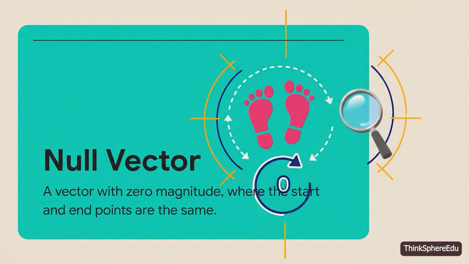Then we have the null vector. This is what happens when you have zero magnitude. Just imagine you take 2 steps forward, and then you take 2 steps right back to where you started. Your start point and your end point are exactly the same. You've gone nowhere. That's a null vector.